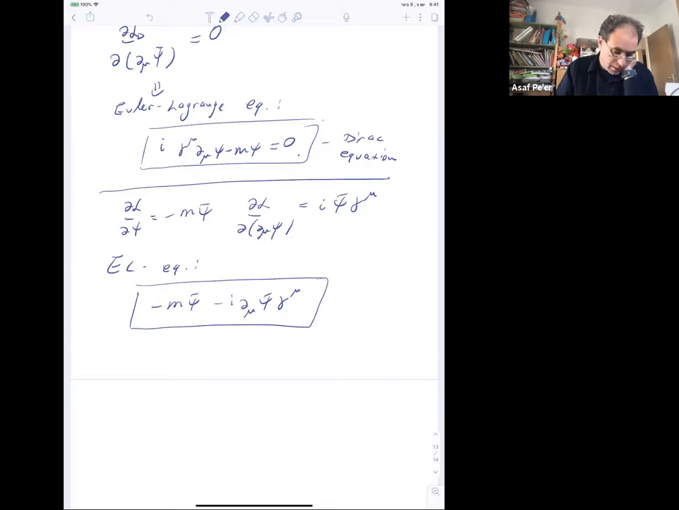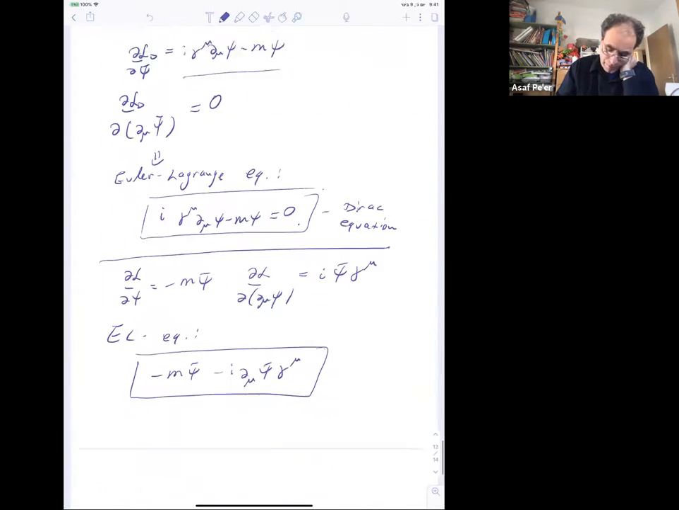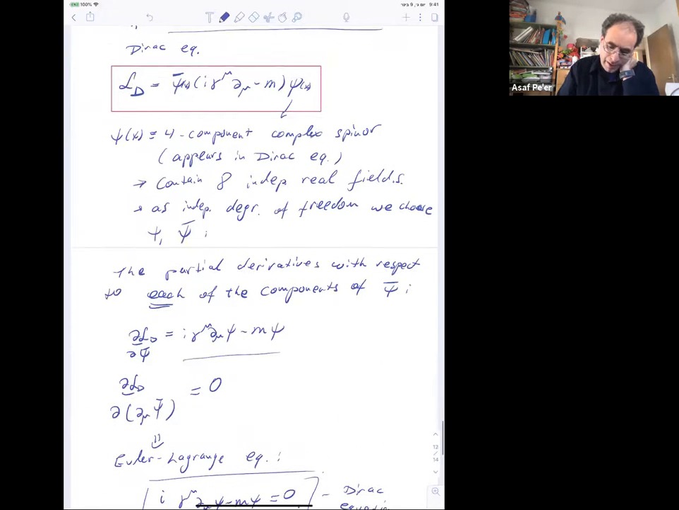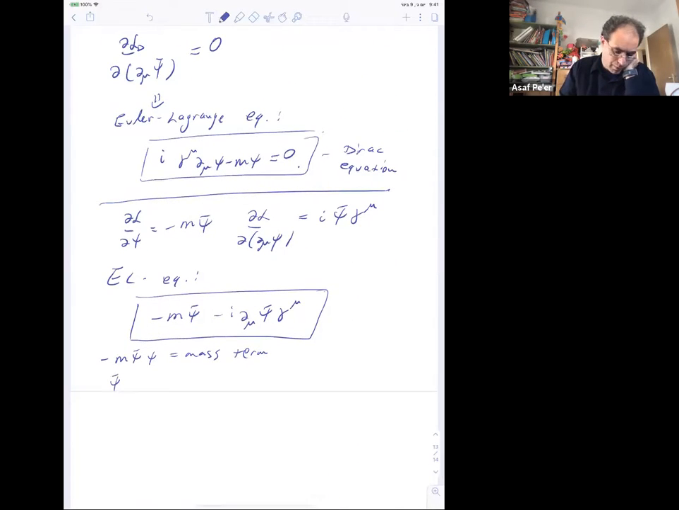So again, if you look back in the Lagrangian, we have here the minus m psi bar psi. This is the mass term. Note the similarity and the difference between this and the term in the Klein-Gordon equation. And the second term, psi bar i gamma mu d mu psi, is the kinetic term.